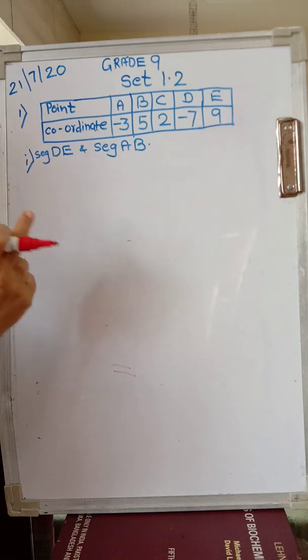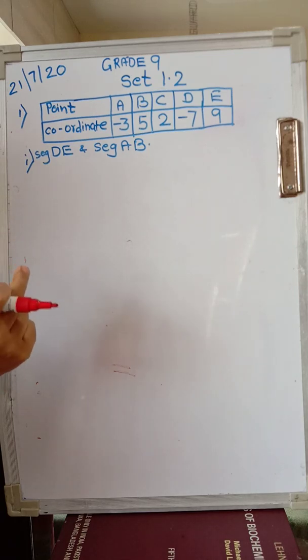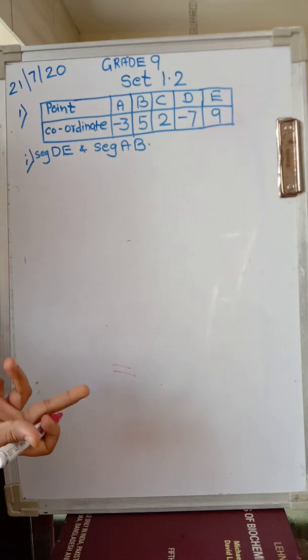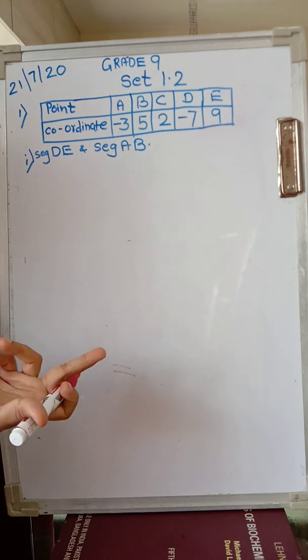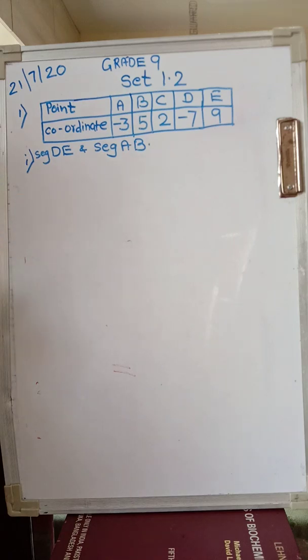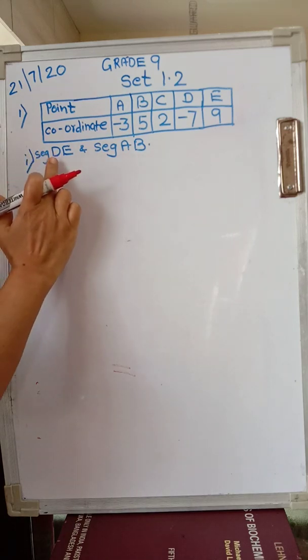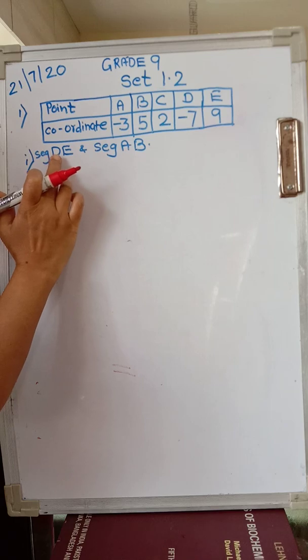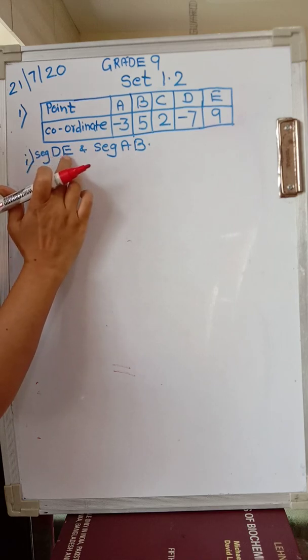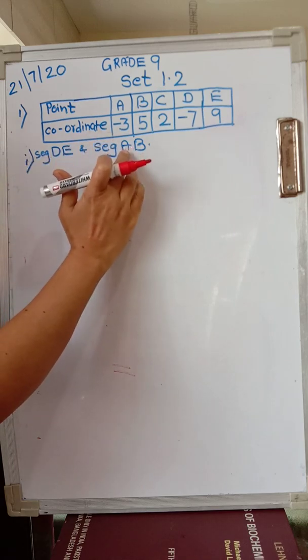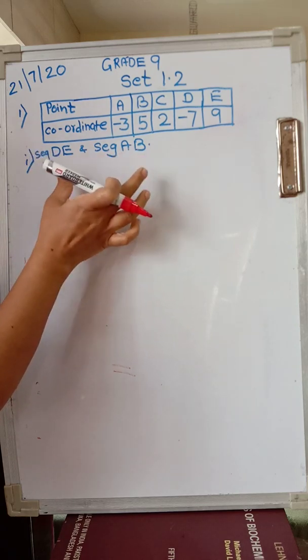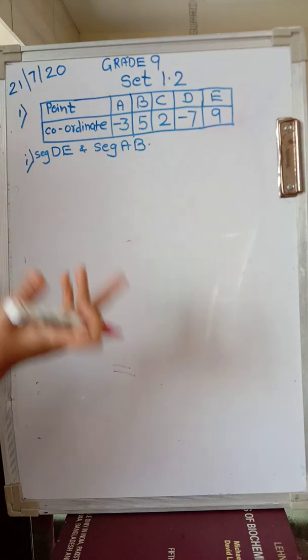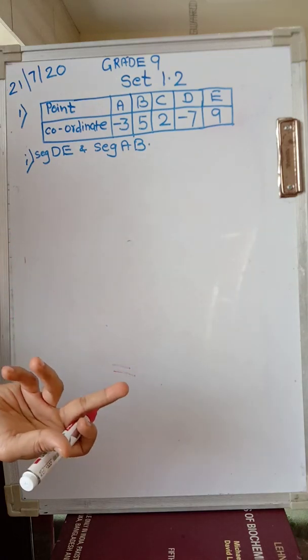Now to decide whether they are congruent or not, we should be knowing that when the lengths of both the segments are equal, then the segments are congruent. And if their lengths are not equal, then they are not congruent. Length means distance we are going to find. So it is as good as finding the distance between the points D and E, comparing it with the distance between the points A and B. If both the distances are same, say the segments are congruent. If they are not same, you just say they are not congruent.